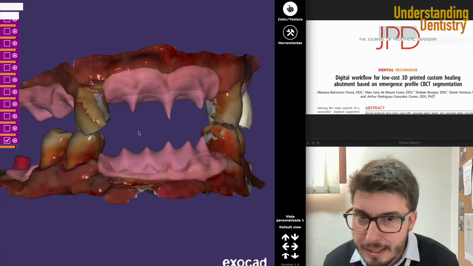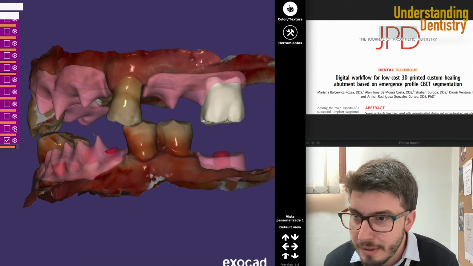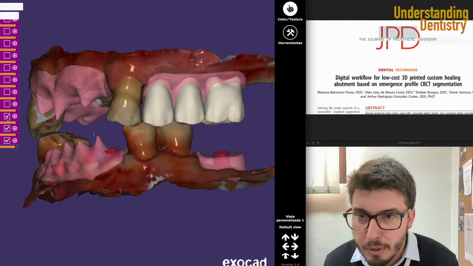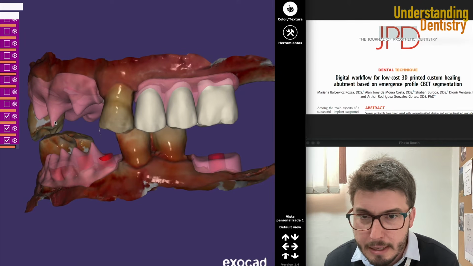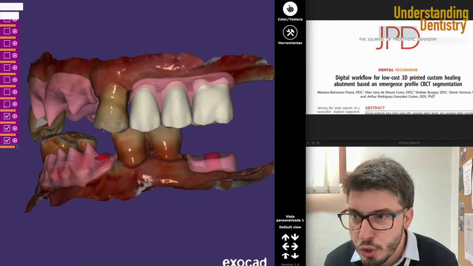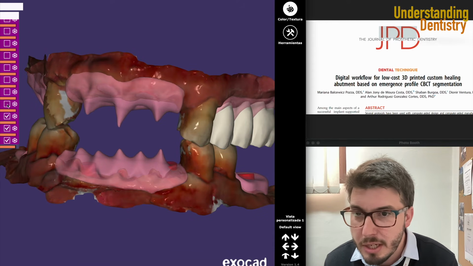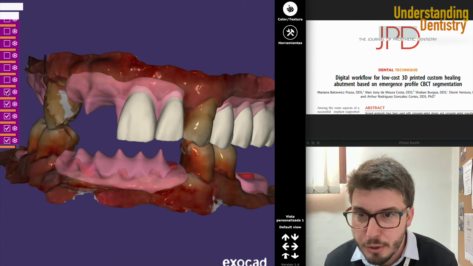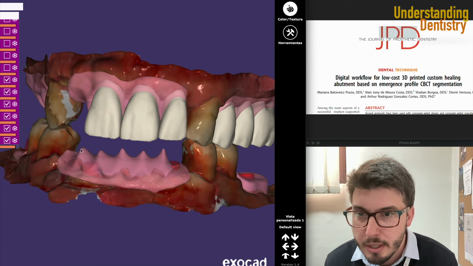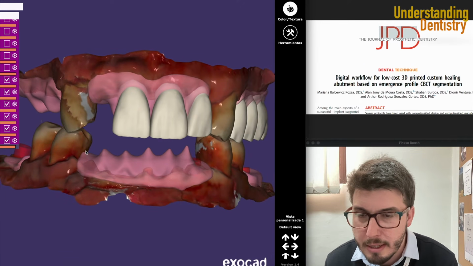So let's add now. So now you are seeing we have the molar, the premolar, and then we are starting to see some future curve of Spee here. Now we have the anteriors, let's see. Now lateral, central incisor, take a look at this.